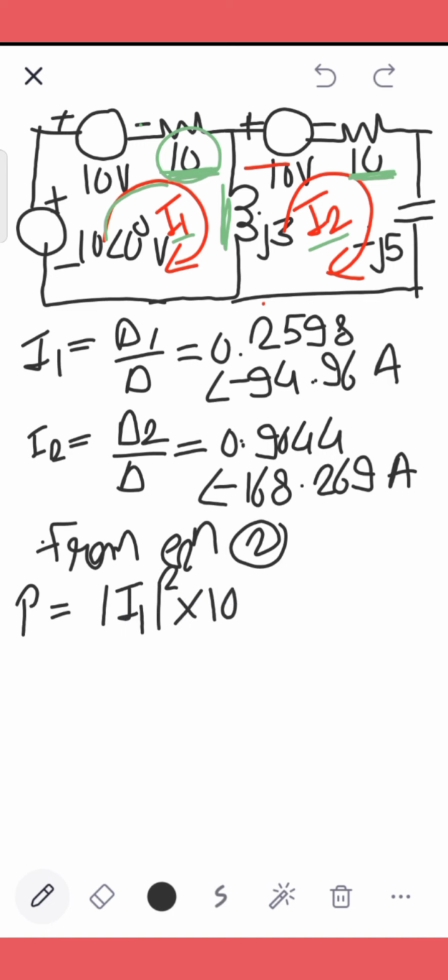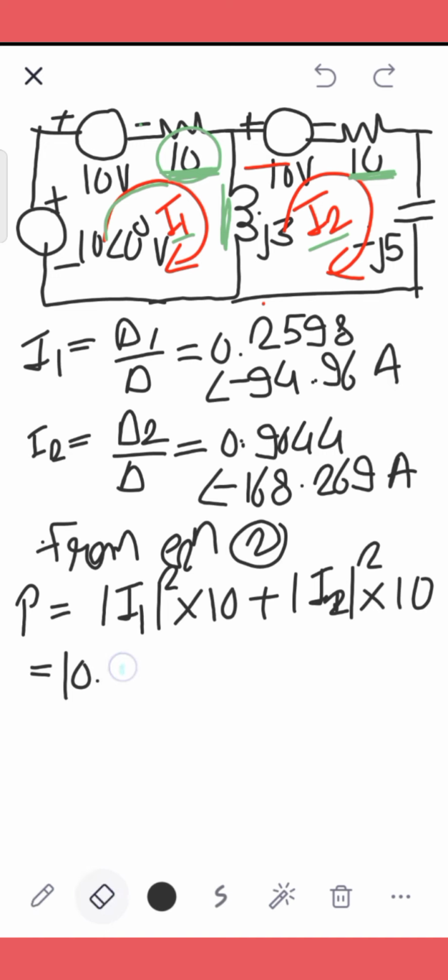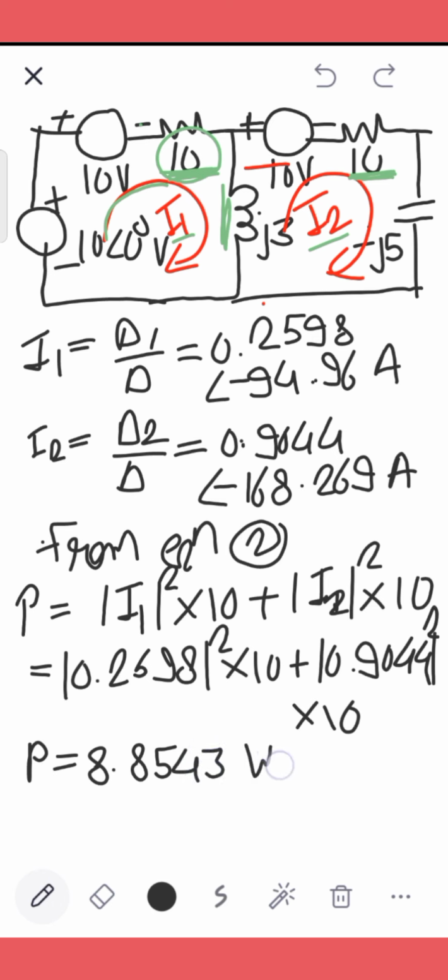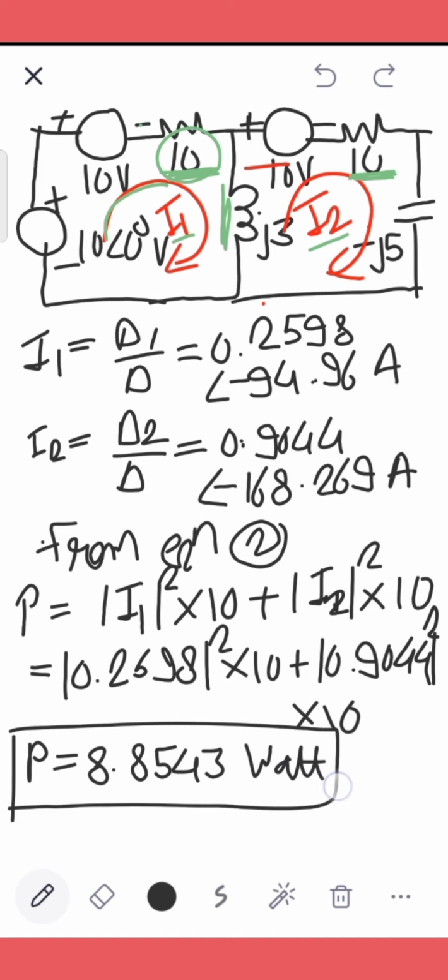Okay, now according to equation number 2, power lost equals I1 square into 10 plus I2 square into 10. Now put in the values, taking only magnitudes: 0.2598 square into 10 plus magnitude 0.9044 square into 10. Final answer: 8.8543 watts. So this is your final answer. Clear, everyone?